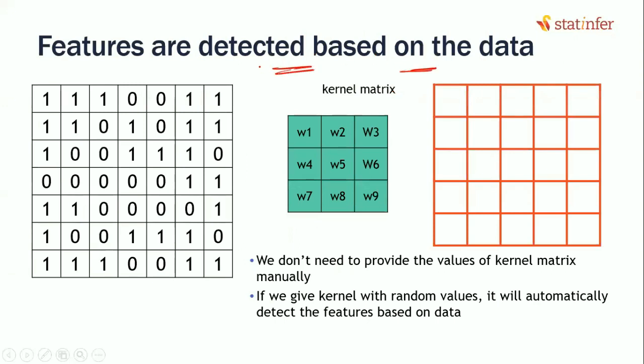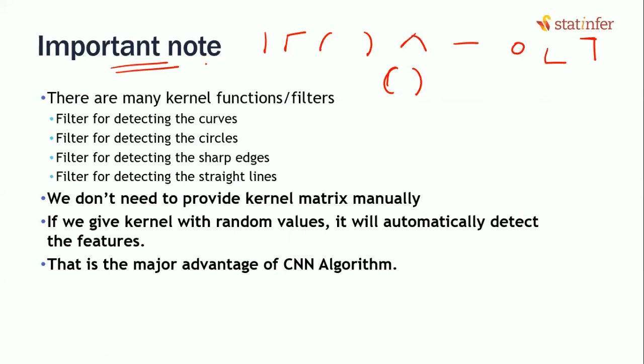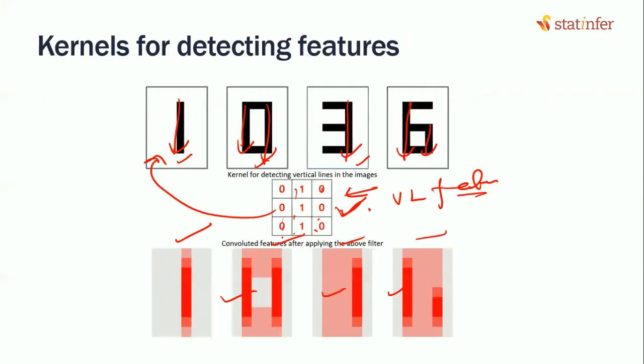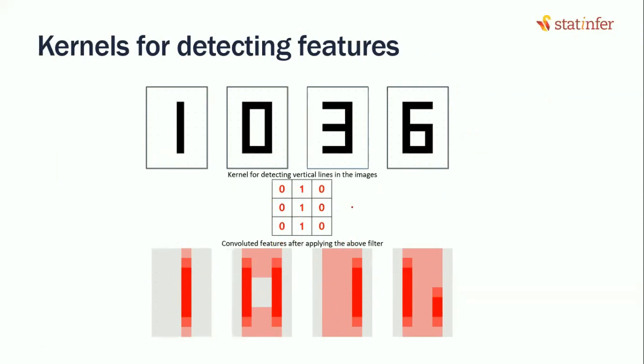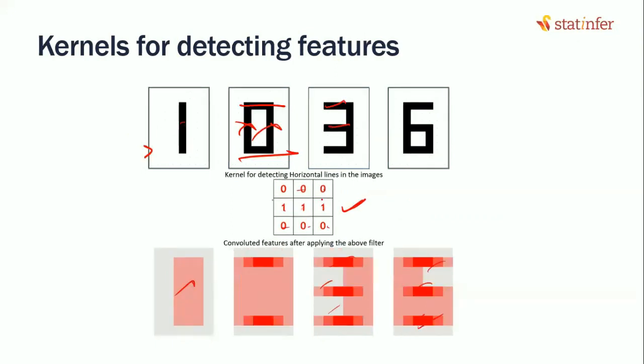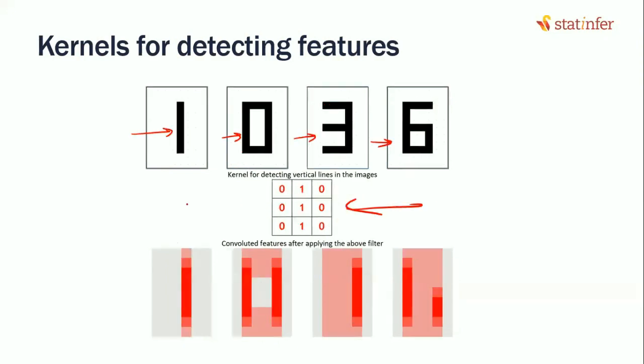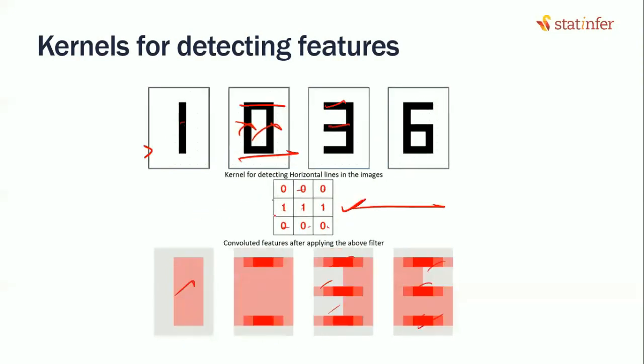So the features are detected based on the data. We don't need to give them manually. Underline this point. Do not give them manually like the way you have seen here. This is just to see. I have given it, but in reality, we don't give it like this. Yes, there are some vertical lines, the algorithm will detect. Yes, there are some horizontal lines, the algorithm will detect. One of the kernel matrices will finally end up like this.